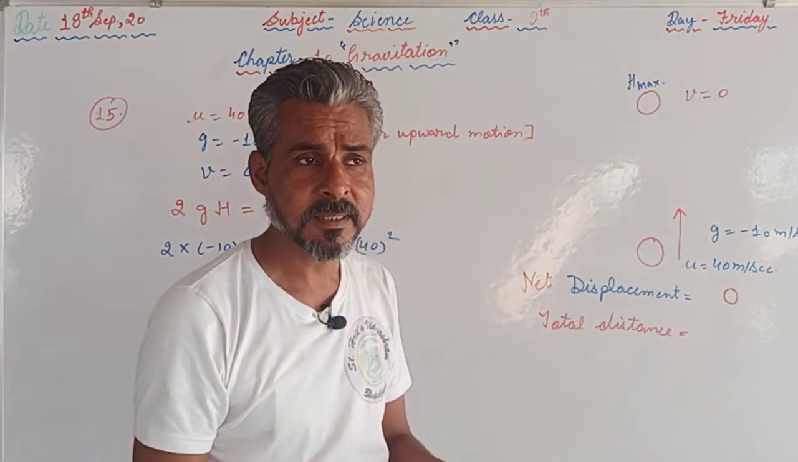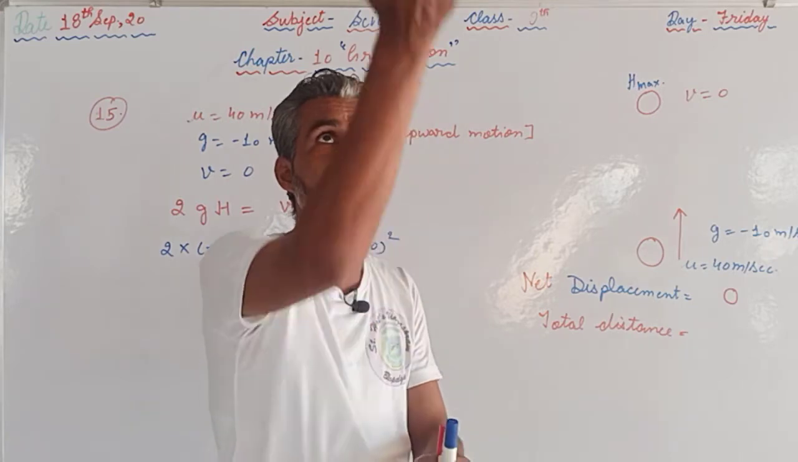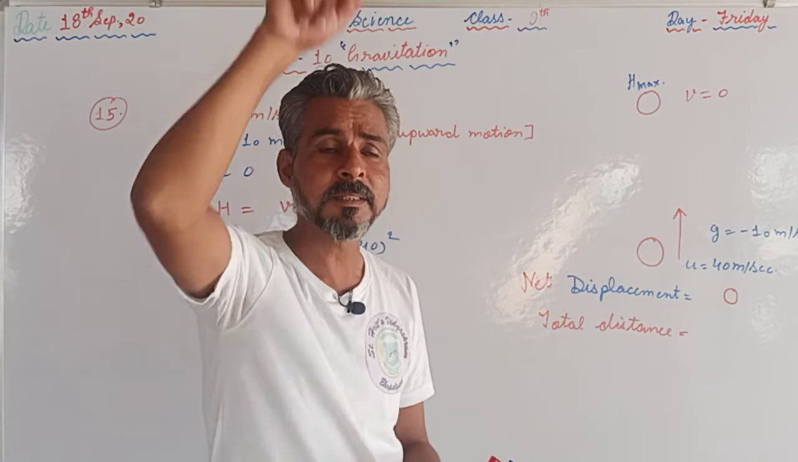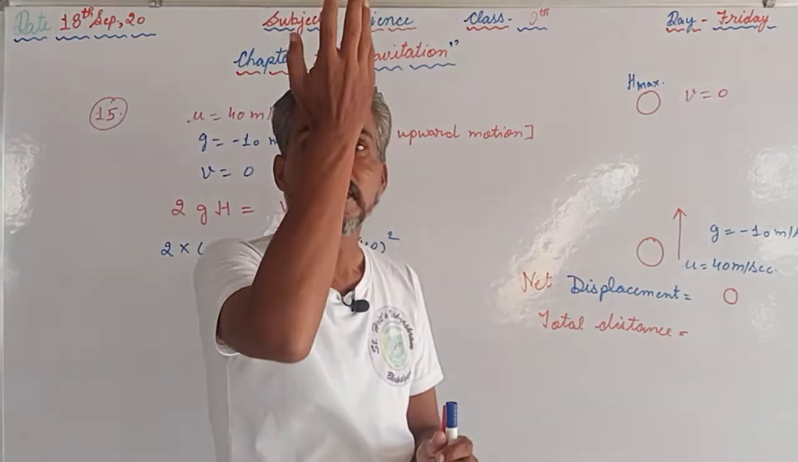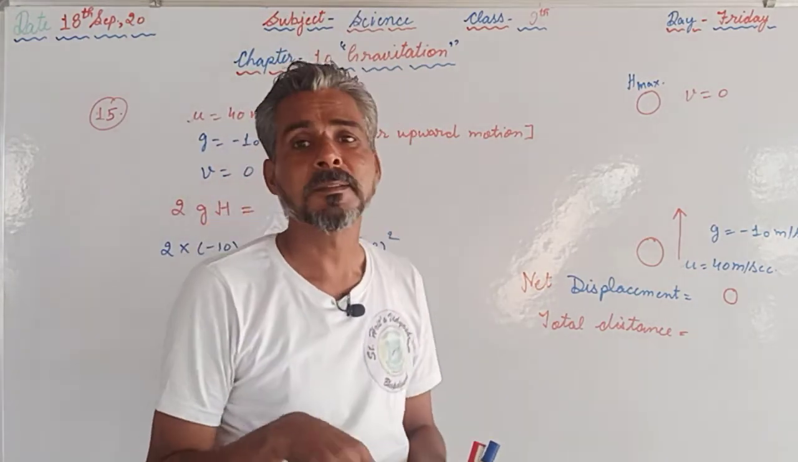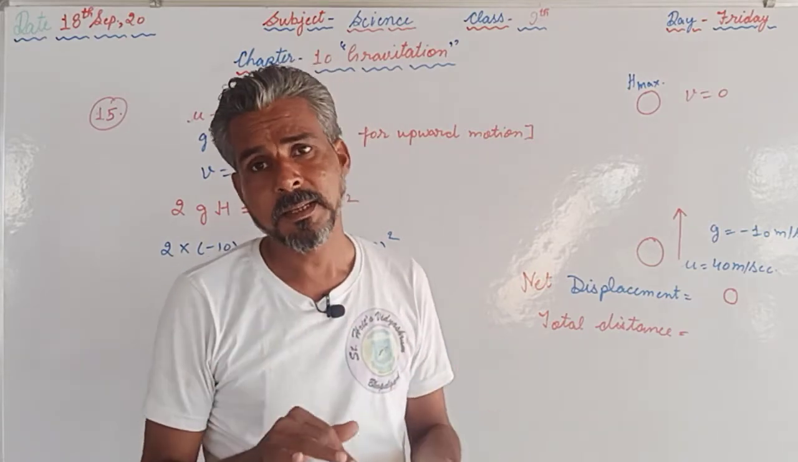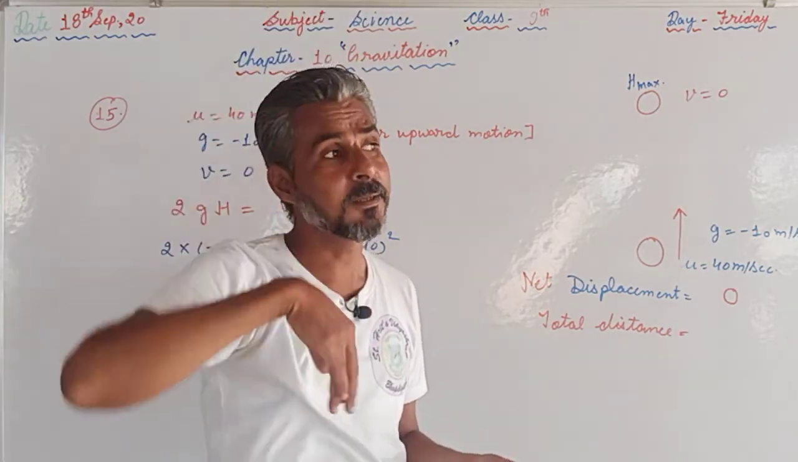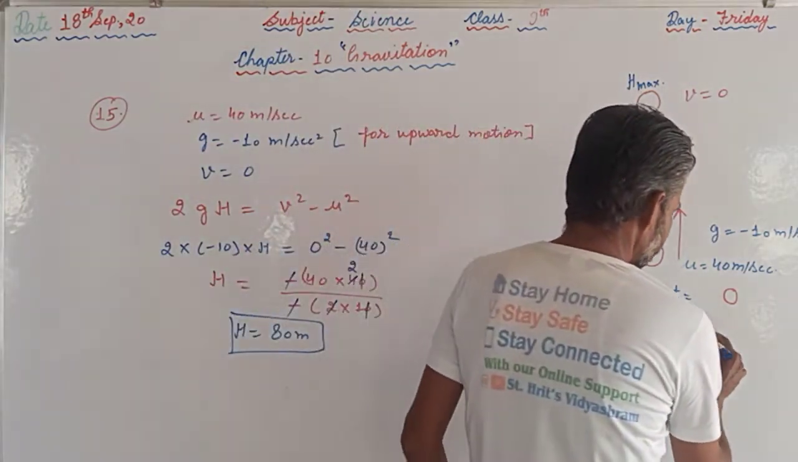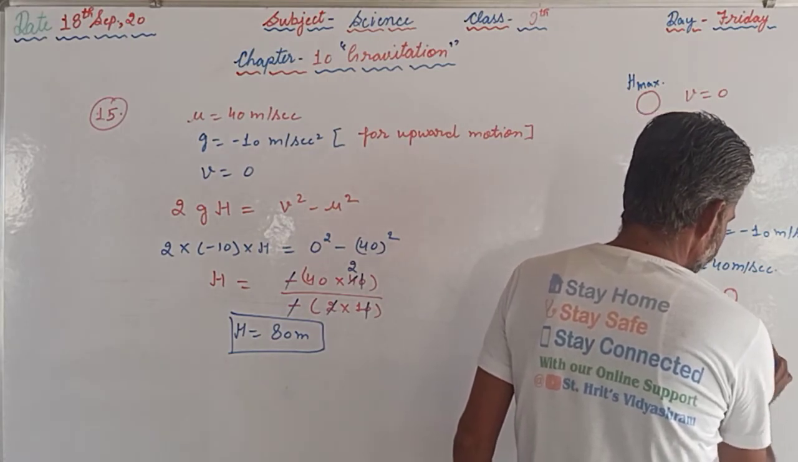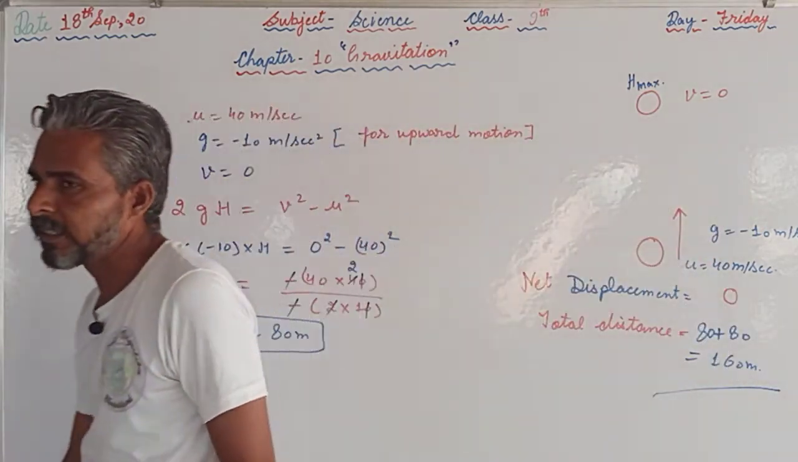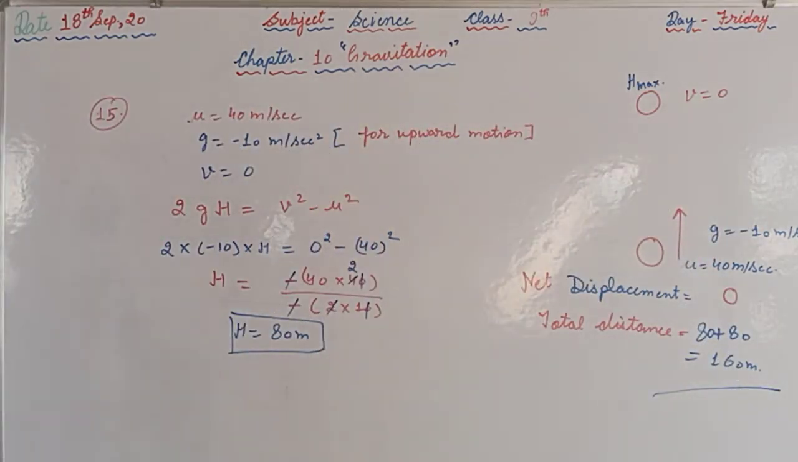At the same time, the distance covered: when it is thrown from here, it will cover 80 meters in the upward direction and 80 meters in the downward direction. Upwards it is plus 80, downwards it is minus 80, but distance is a scalar quantity, so direction does not mean anything. So 80 meters upward and 80 meters downward, that becomes 80 plus 80, and that is 160 meters. That is the difference between the displacement and the distance. So this was question number 15.